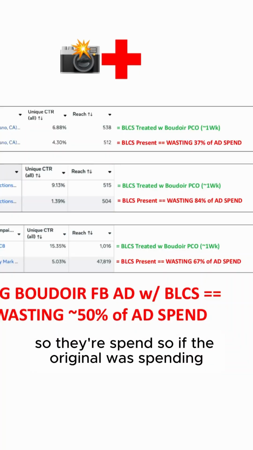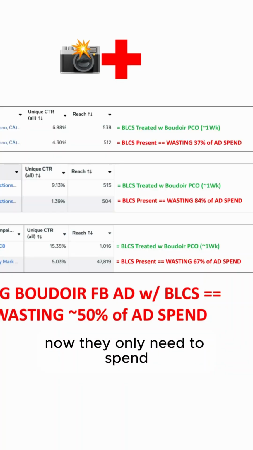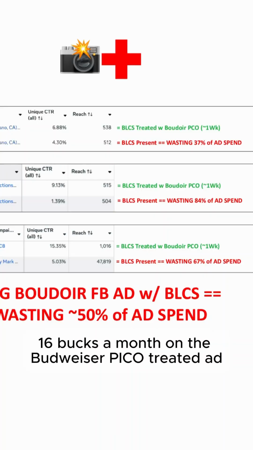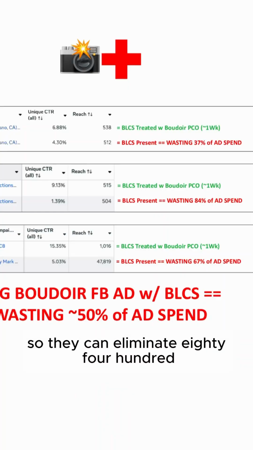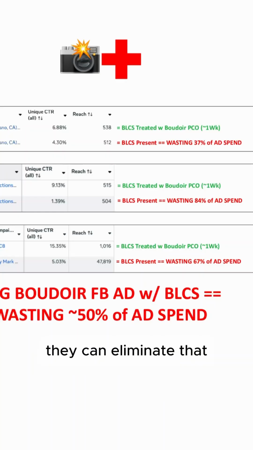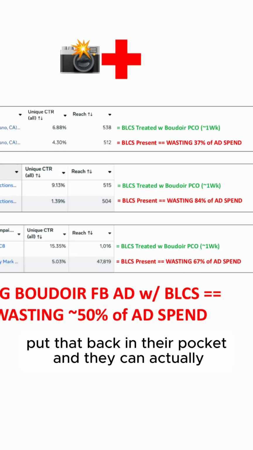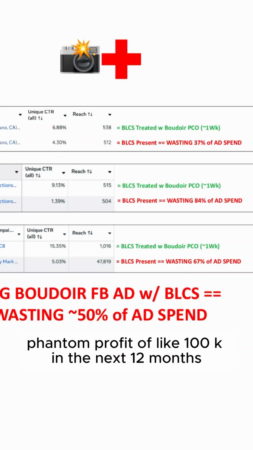So if the original was spending 10 grand a month, now they only need to spend $1,600 a month on the Boudoir PICO treated ad to get their ad into the same number of women's brains in both scenarios. So they can eliminate literally $8,400 a month. Every single month is being wasted. They can eliminate that, put that back in their pocket, and they can actually profit like bonus phantom profit of like 100K in the next 12 months.